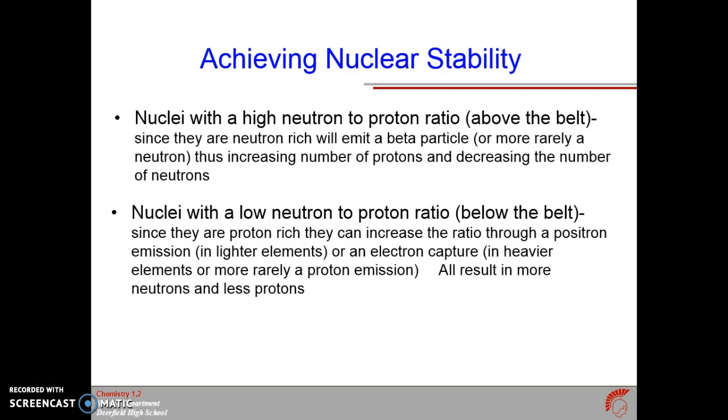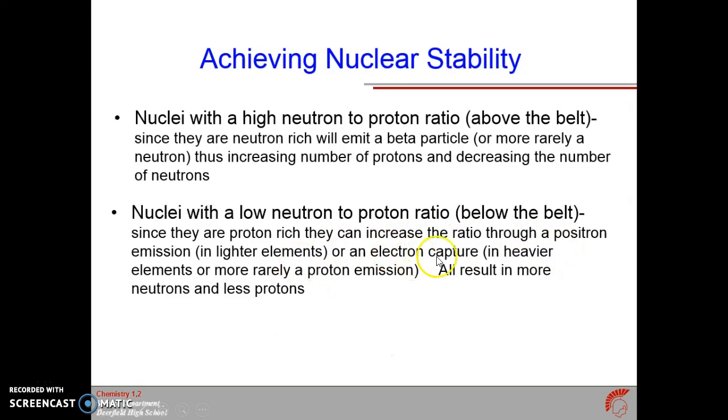On the other hand, if you have too low of a neutron to proton ratio, so if you're below the belt in the orange area that we took a look at, that's in the case you have too many protons. So what's going to happen? The proton's going to break down. You're going to get a positron emitted, and the result's going to be fewer protons, more neutrons, so you're stepping up and over towards hopefully a more stable nuclei.